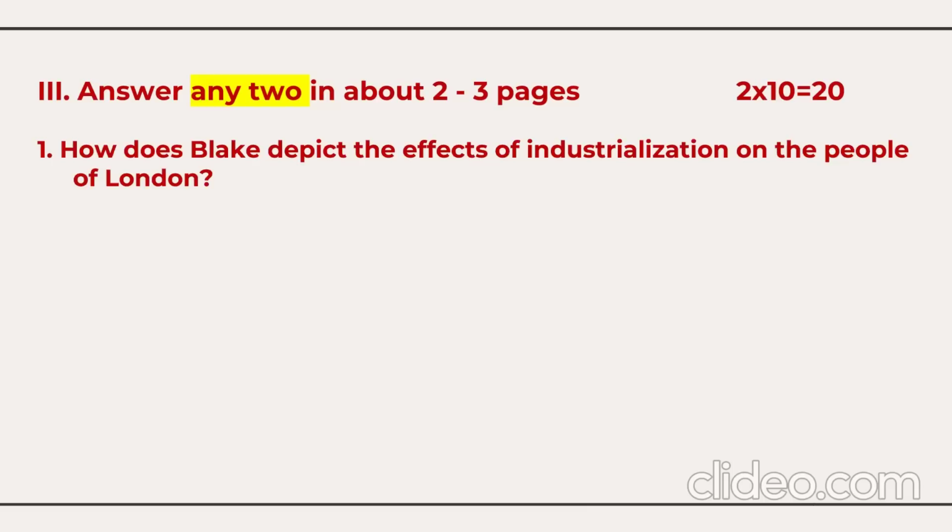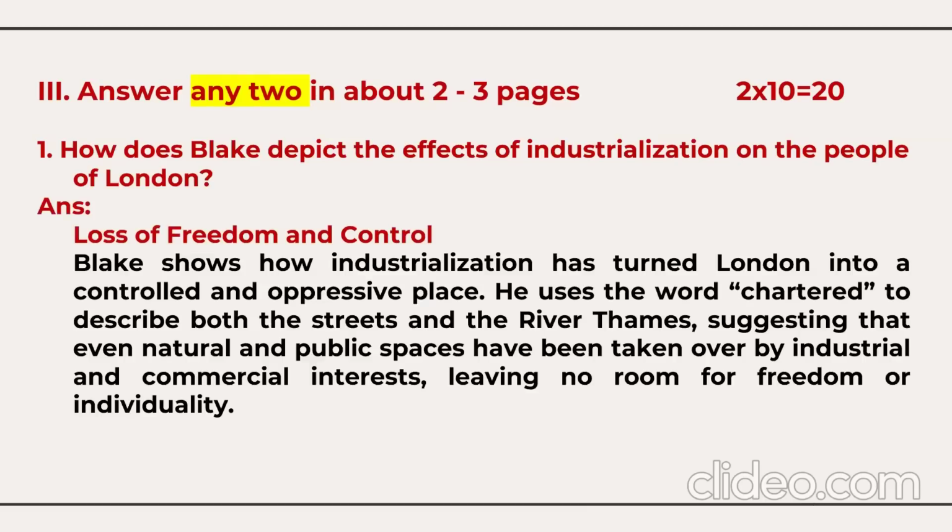How does William Blake depict the effects of industrialization on the people of London in the poem London? Number one, loss of freedom and control. William Blake shows how industrialization has turned London into a controlled and oppressive place. He uses the word chartered to describe both the streets and the river Thames, suggesting that even natural and public spaces have been taken over by industrial and commercial interests, leaving no space for freedom or individuality.